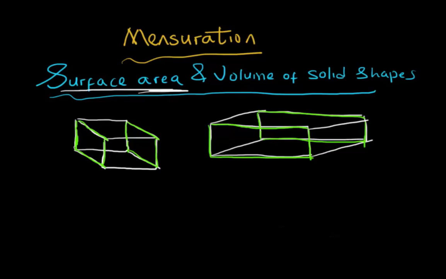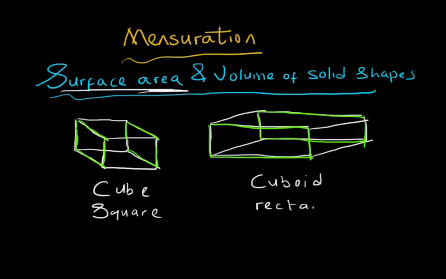Now, I've got two solid shapes here that we'll be considering in this video. This is a cube. Now, a cube is gotten from a square, so it's just like a square box. And then this is a cuboid. A cuboid is gotten from a rectangle. So anytime you hear a rectangular box, what they mean is a cuboid. Now, a cube is like your sugar cube, while a cuboid is like your match box.